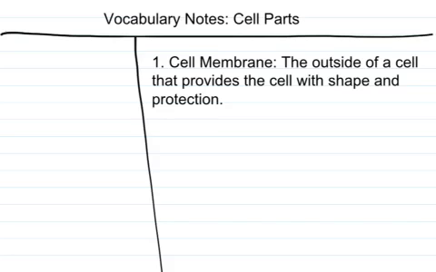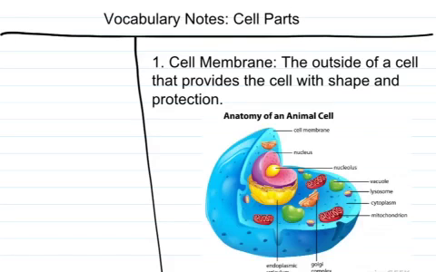The cell membrane is the outside of a cell, and it provides a cell with shape and protection. So in this drawing here, you don't have to draw this yet. The cell membrane is the outside wall there. And the cell membrane actually gives the cell its shape, but it also lets things in and things out that should not come in or should not be let out.